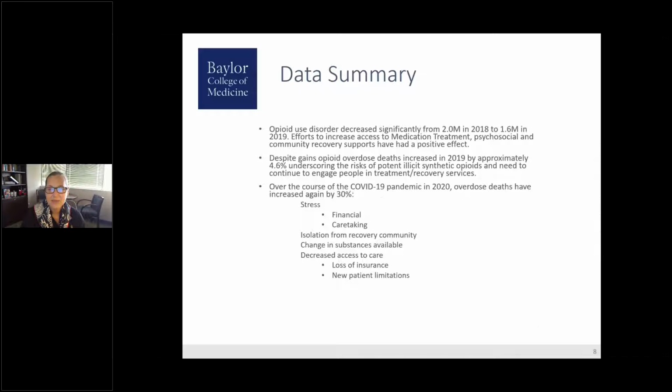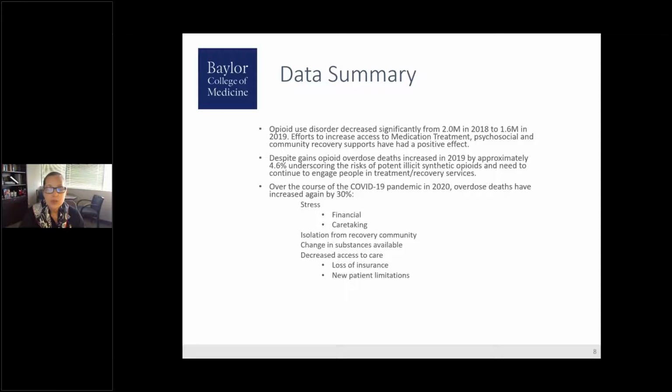Next slide. A little bit of bad news in that 2019 data was that although opiate use disorder decreased significantly, and we saw increases in treatment, people receiving medication treatment, we still saw overdose deaths increase by approximately 4.5%. And that seems to be now primarily driven by illicit synthetic opioids like fentanyl. And so that really speaks to ongoing work.